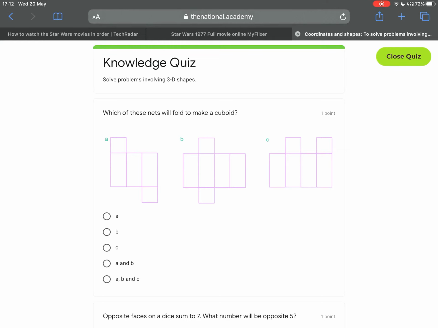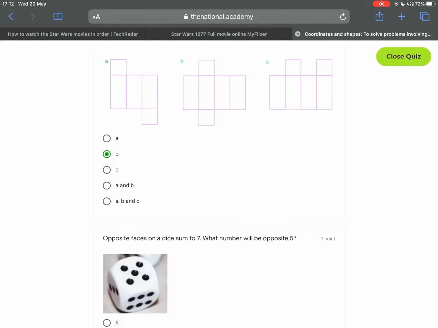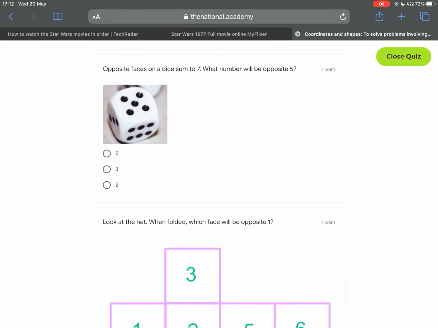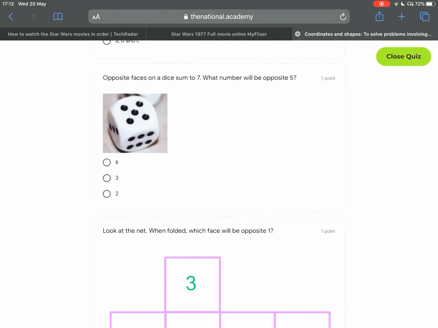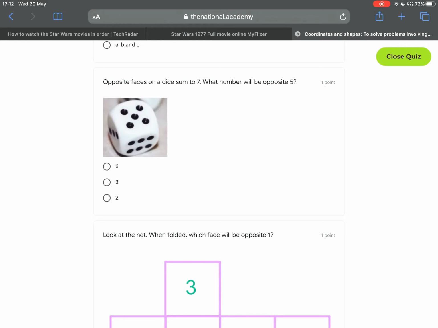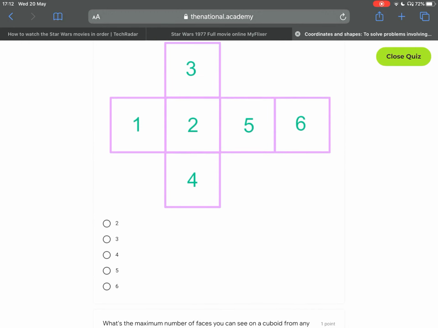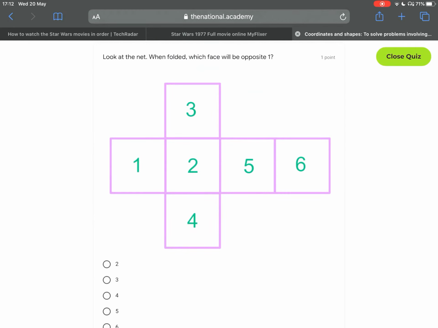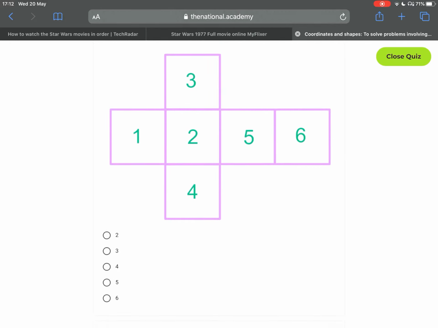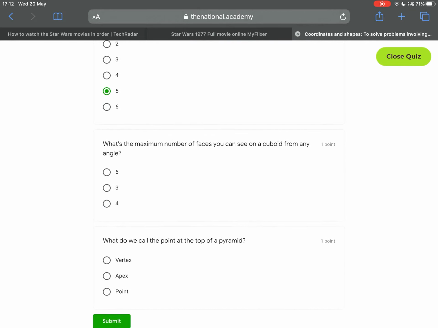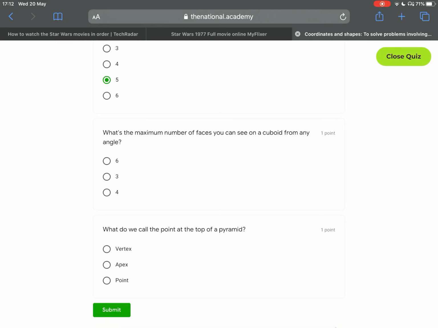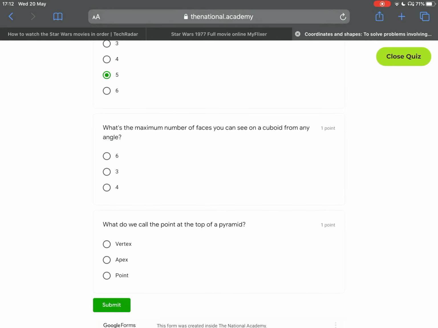Which of these nets will fold to make a cuboid? That will be B. Opposite faces on a dice sum up to 7. What number will be opposite 5? It would be 2. Look at the net. When folded, which face will appear opposite 1? It will be 5. What's the maximum number of faces that you can see on a cuboid from any angle? That is on any angle, so that will be 3.